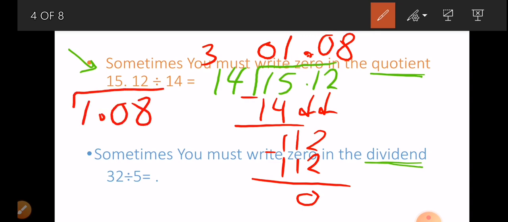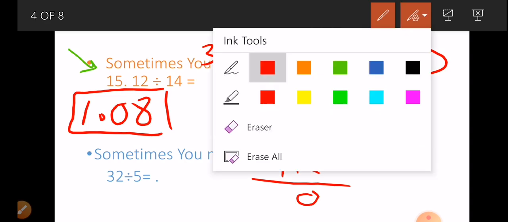So the answer is 1.08. What I want to tell you in this example is that when we find a small number divided by a big number, I should put 0 in my quotient. So this is the first case we explained. If you have a small number divided by a big number at any step, you should put 0 in the quotient up. Let's see the other case. But before that, let me erase this so the board is clearer for you.